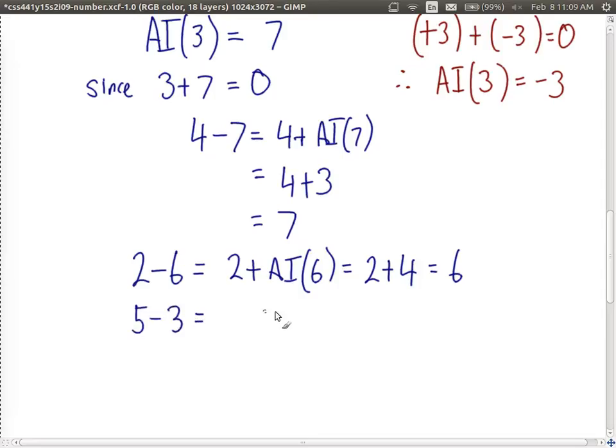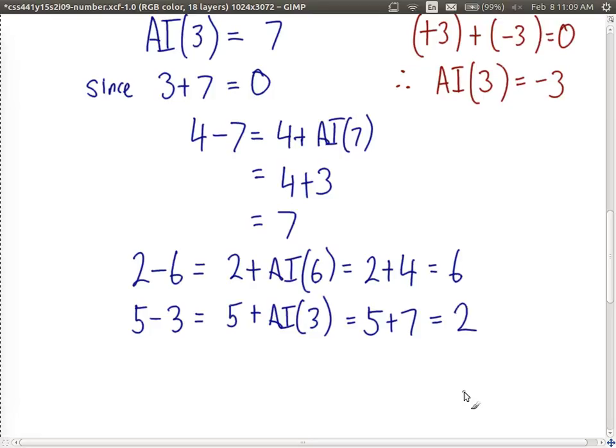Five minus 3. 5 plus the inverse of 3. We found that before. The additive inverse of 3 is 7, so it becomes 5 plus 7, which is 2. Remember, everything's mod 10. 5 minus 3 is 2. All right, that makes sense. 2 minus 6 is 6 in mod 10.